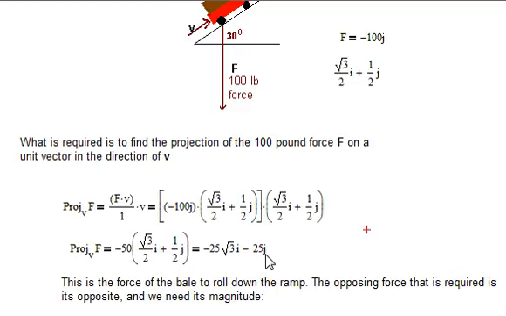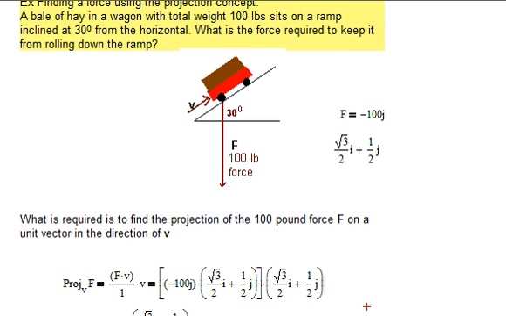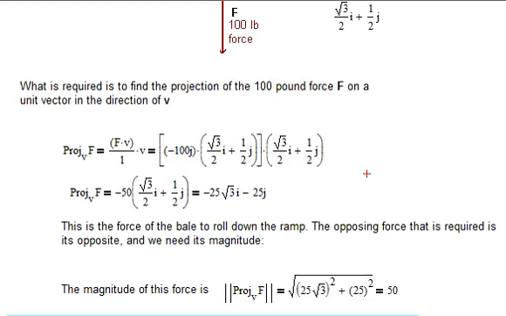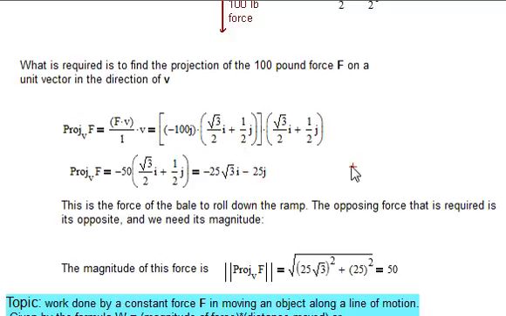No, I'm wrong. The force of the bale to roll down the ramp is negative 25 square roots of 3 i minus 25j, but we want the opposite force, which is 25 square roots of 3 i plus 25j, but we need to know its magnitude. When you see what's the force on the brake, we don't want that as a vector, we want the total force on the brake. And so the magnitude of this vector and the one in the opposite direction are the same. So we could just use this one to find that magnitude.